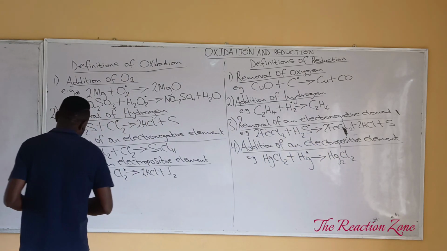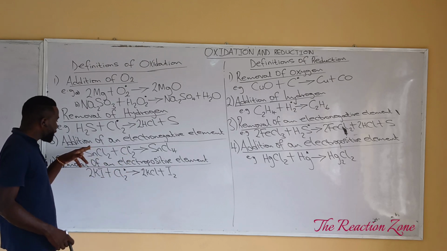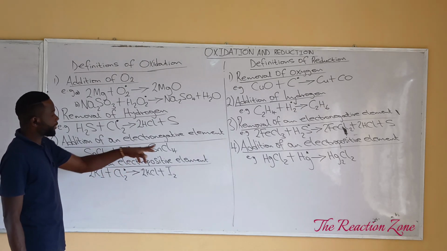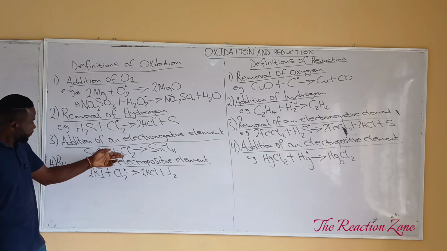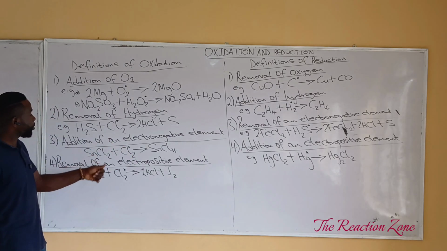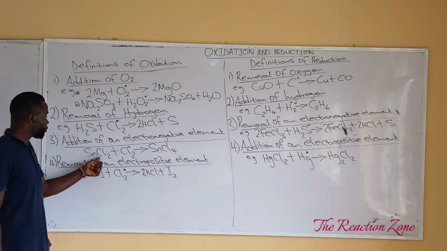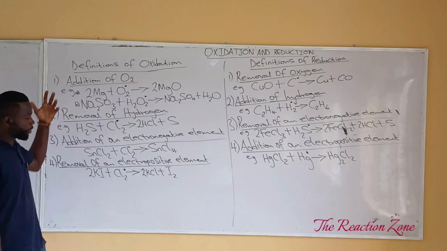In the example here, chlorine reacts with tin(II) chloride to give us tin(IV) chloride. Chlorine is an electronegative element just like oxygen. So, the addition of chlorine to tin(II) chloride to give us tin(IV) chloride is also an example of oxidation.